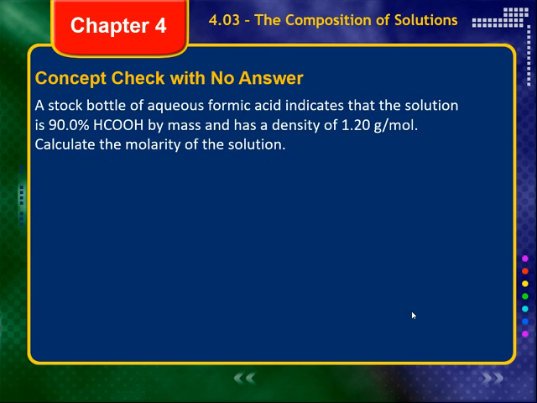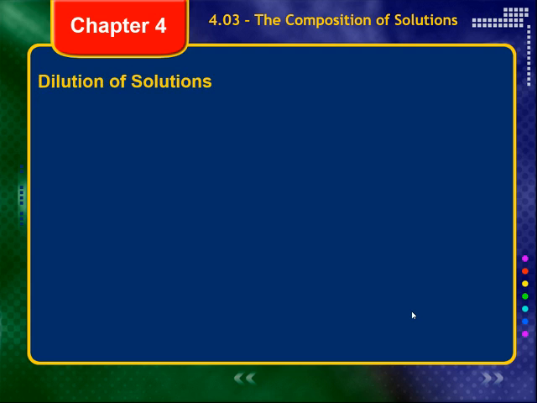Here's a concept check for you guys to try. I'm not going to give you the answer during this presentation. Check with your classmates or myself through a different avenue so you can double check that you got the right answer.